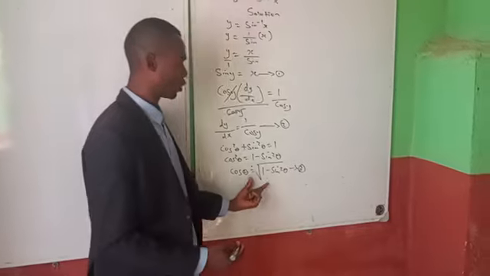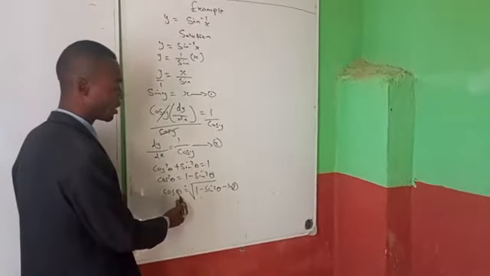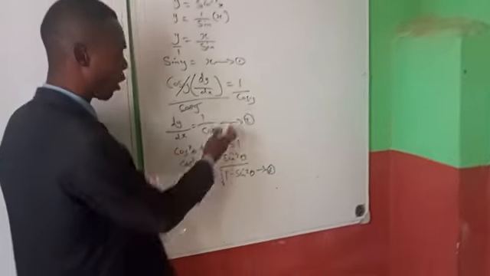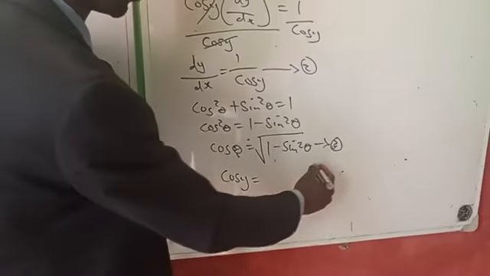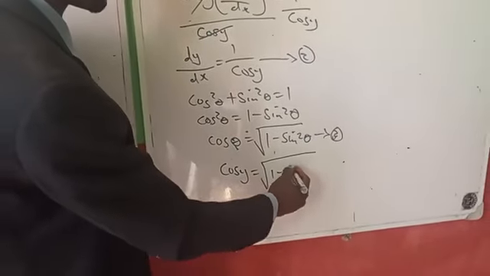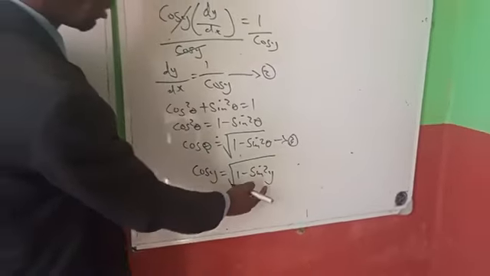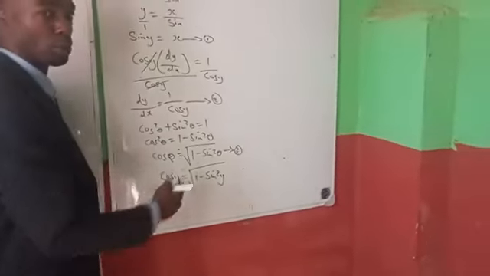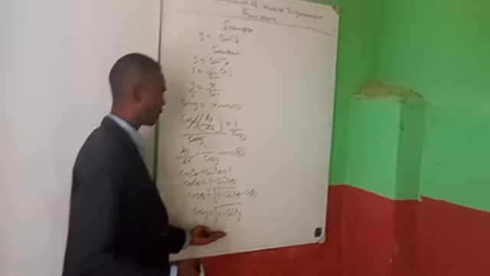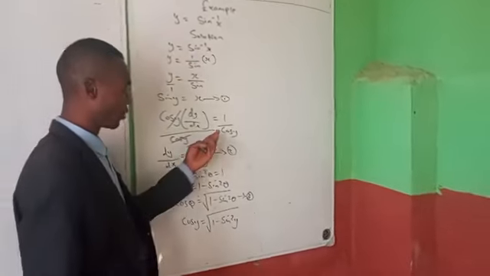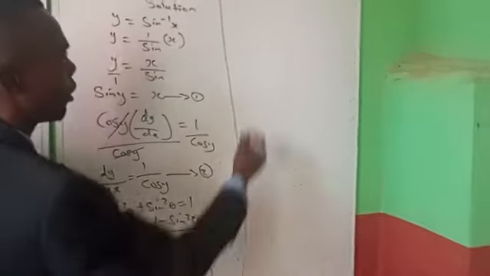I can put equation 3 into this. Now that I'm making use of theta, I can change this theta to become y. Since we are working with y, I can now say cos y is equal to square root of 1 minus sine square y. Where you see theta, you replace it with y. Now in this case, I can input this into this.